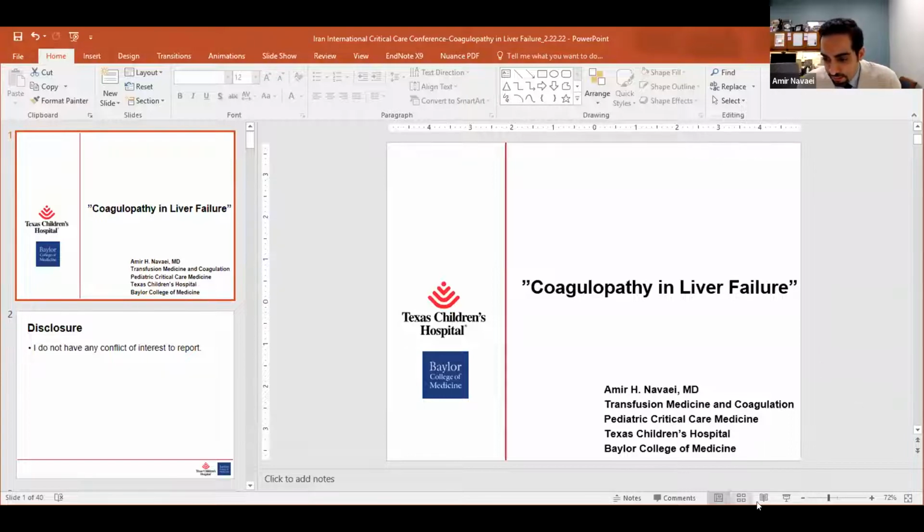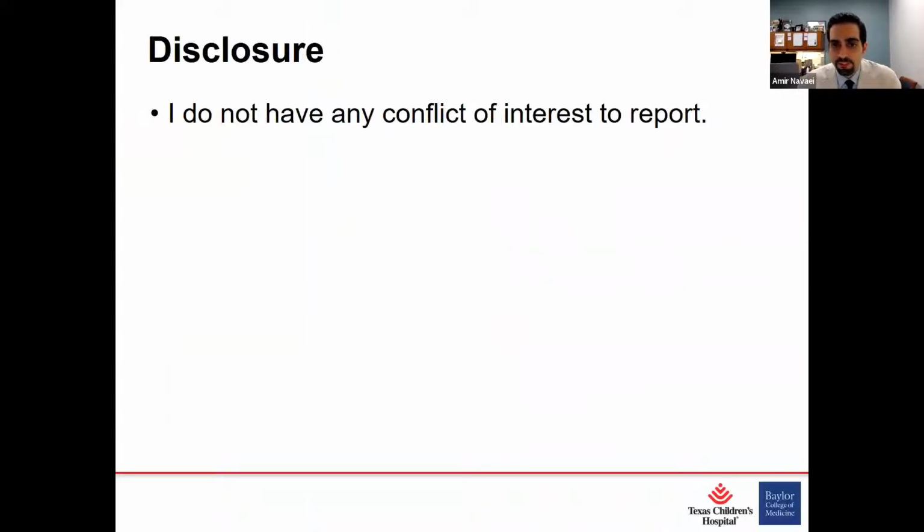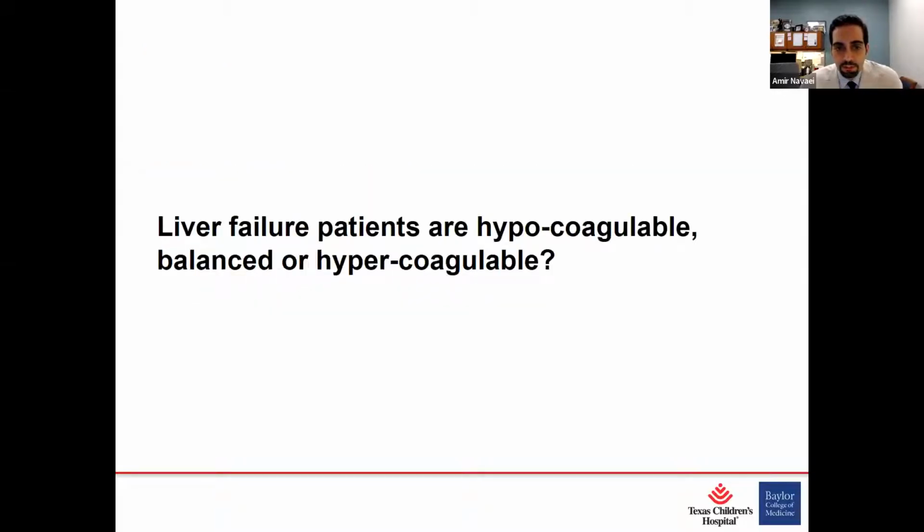Here I'm going to share my slides. Can you see my slides? All right. Okay, I'm going to talk about the coagulopathy in liver failure today. I do not have any conflicts of interest to report for this presentation. I'm going to try to cover this outline for my talk: we're going to overview the coagulopathy in liver failure, talk about the stages of coagulopathy in liver failure, and talk about some of the laboratory diagnostic tests and considerations for management of the coagulopathy in liver failure.